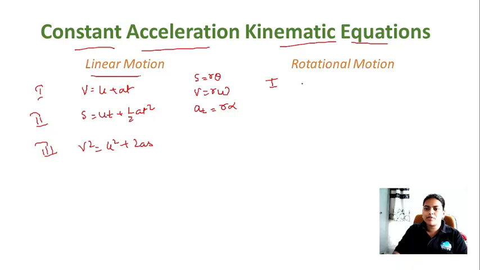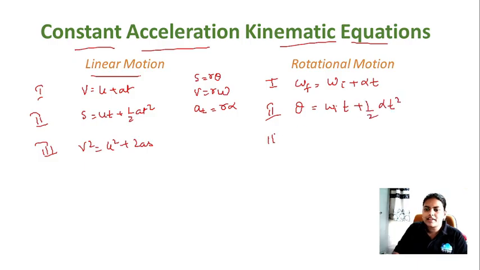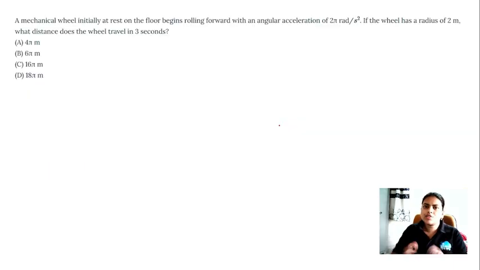The first equation would become omega final is equal to omega initial plus alpha into t. The second equation would be theta is equal to omega initial into time plus half into alpha t square. And the third equation would be omega final square is equal to omega initial square plus 2 alpha theta. So these are the three equations in rotational kinematics. Let's solve some examples.